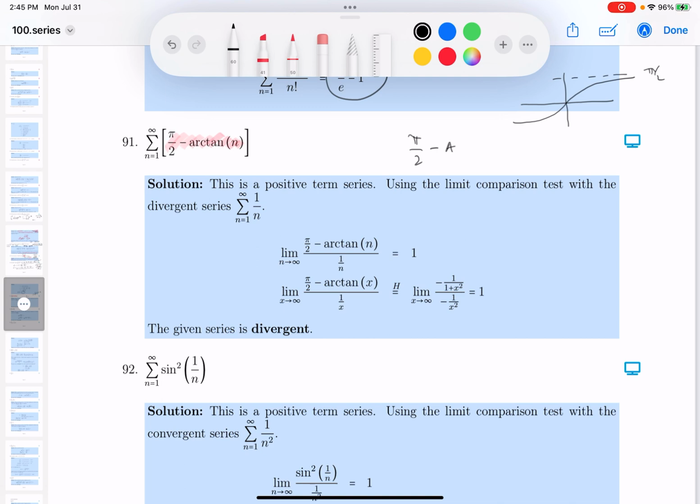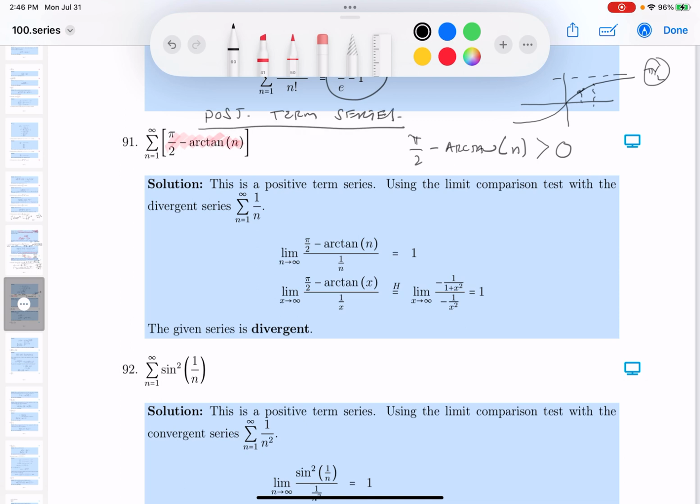minus arctangent of n. And I want to point out what I mean by this, n like 1 here, 2 there. What do I know about them? They're always going to be smaller than pi over 2, so this is always going to be positive. So this is a positive term series.